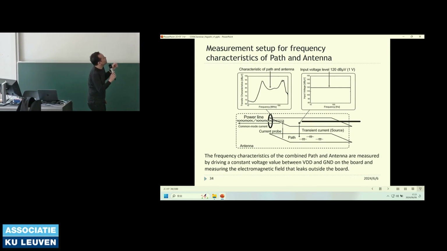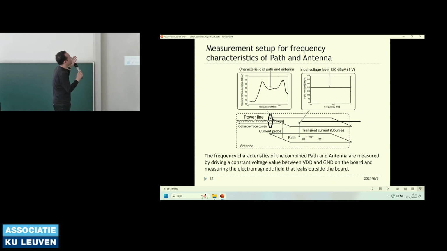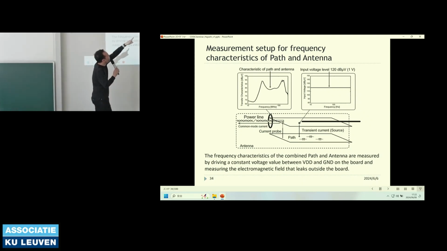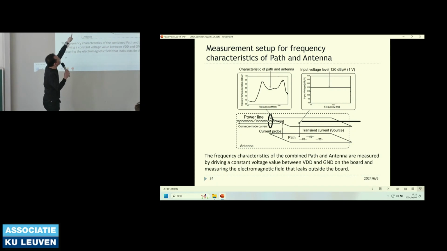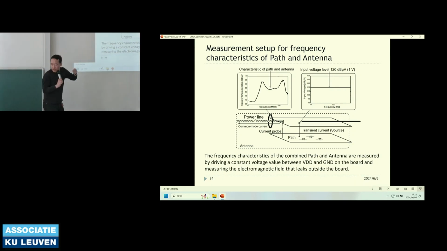This is the measurement setup for the frequency characteristics of the path and antenna. The source is the same, but we change the board size and attached line. The frequency characteristic of the path and antenna is changed. We can measure this kind of characteristic by using the model board. Input signal is 1 volt, but output voltages change heavily depending on the path and antenna characteristics.